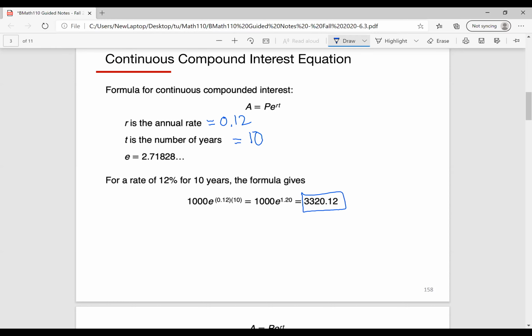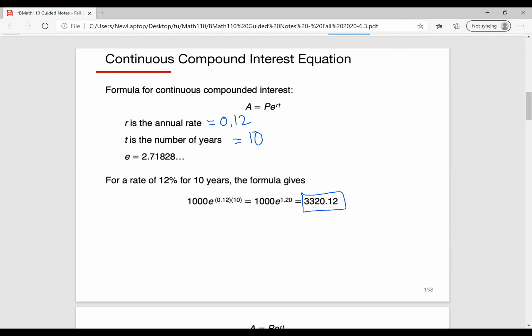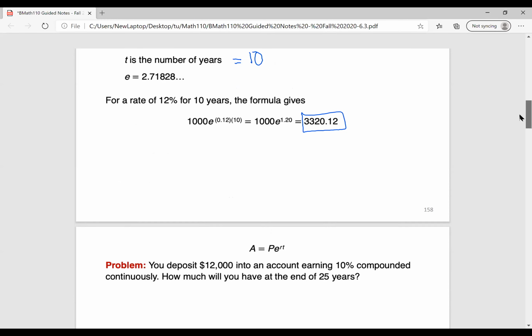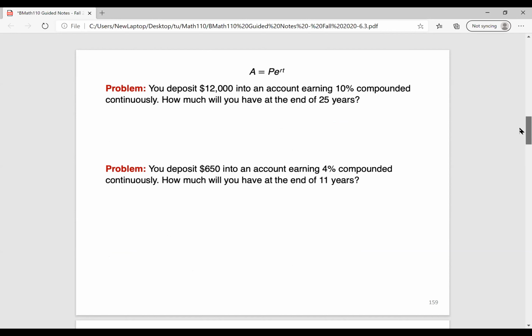Now let's move to the next page. Okay, so let's do an example. We're going to deposit 12,000 into an account and earn 10% compounded continuously. If I talk about continuously, then you have to use this formula, right?